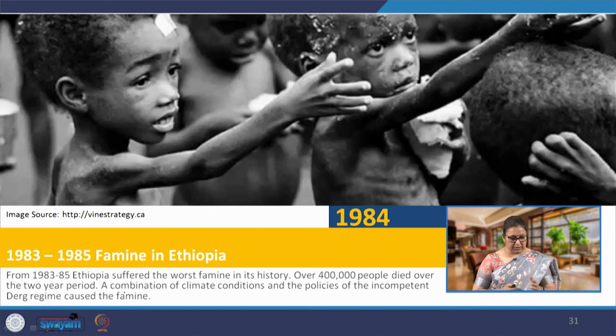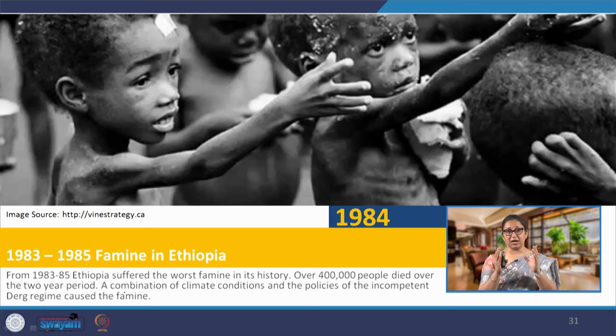There was a famine in Ethiopia in 1984, where it was estimated that over 4 lakh people died. And this was also one of the events which hit the world hard and awakened everybody to the fact that what we are doing in one part of the world is affecting people in another part of the world. So, it is all interconnected. We can't disown our responsibilities. We can't say that, okay, I haven't done or I'm not responsible for this. What we are doing here is surely affecting what is happening in some other parts of the world.